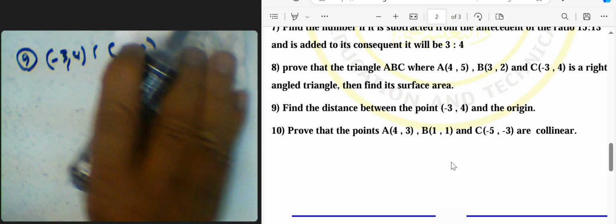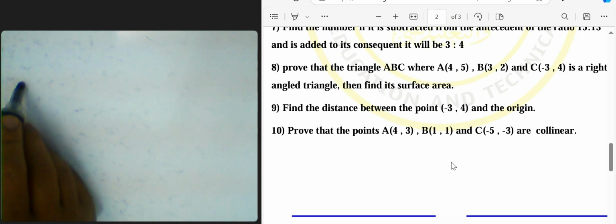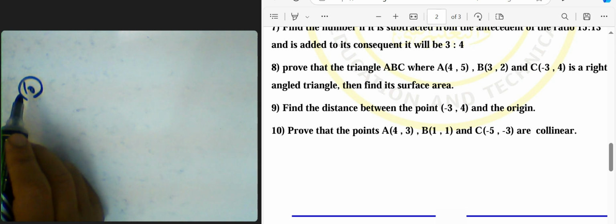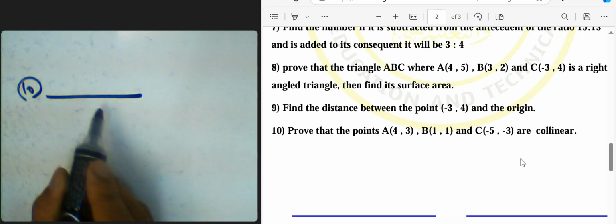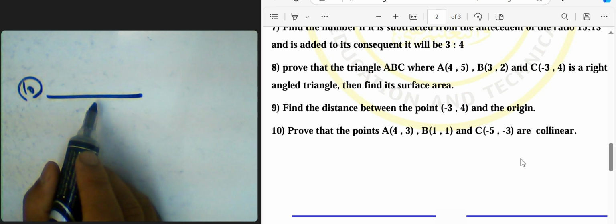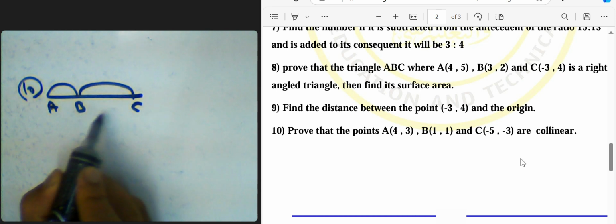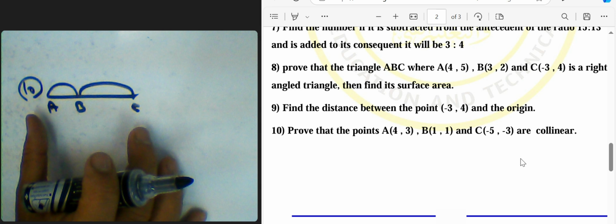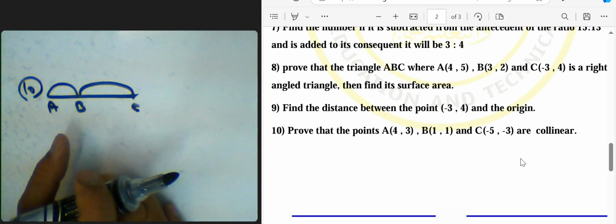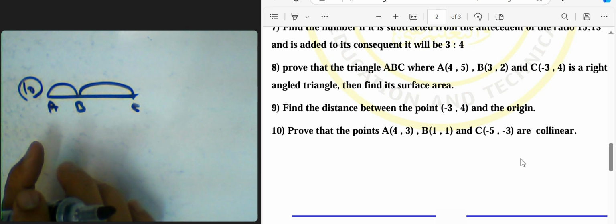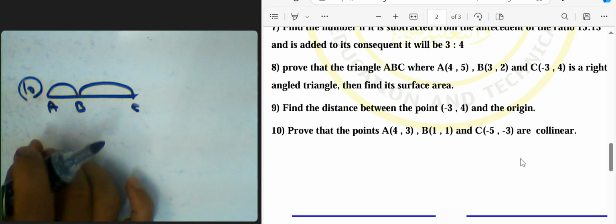Question number 10. Prove that the points A, B, and C are collinear. Collinear means in the same straight line. First step, we can find the length of AB and BC, and if the greater will be equal to the sum of the other parts, so the 3 points will be in the same line or collinear.